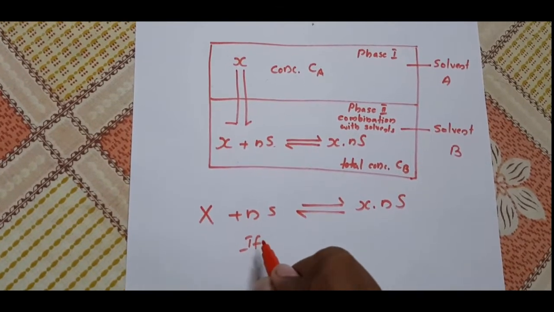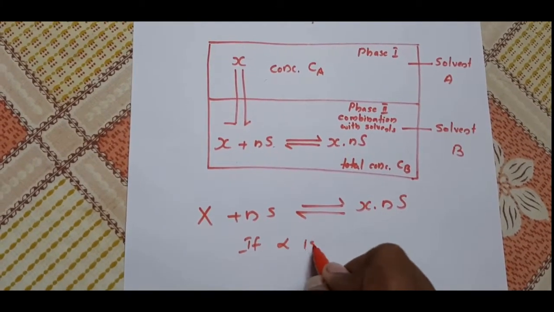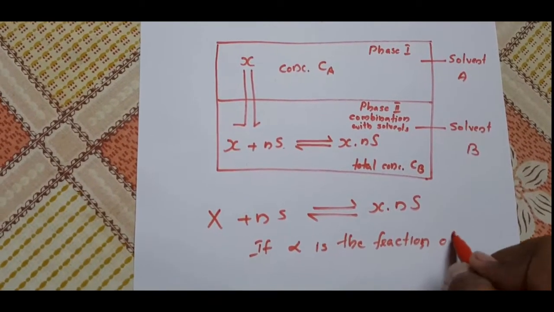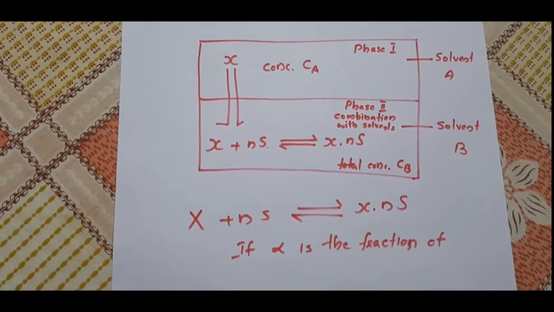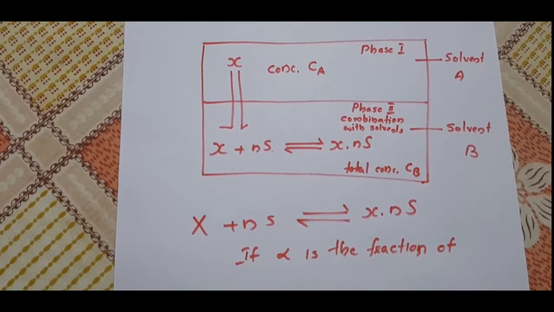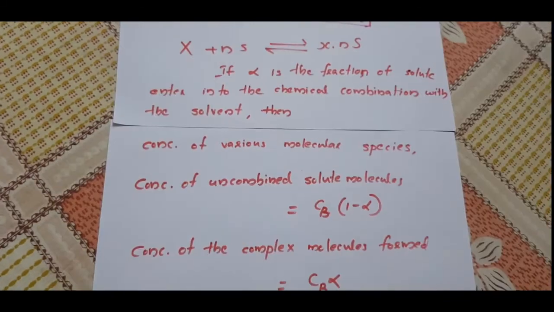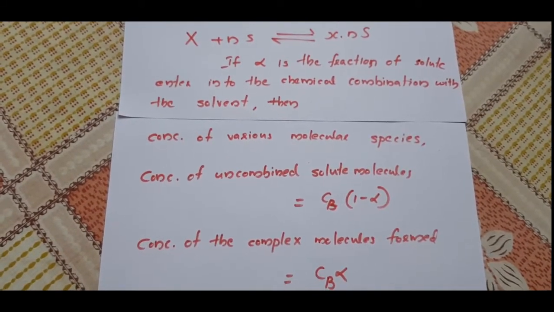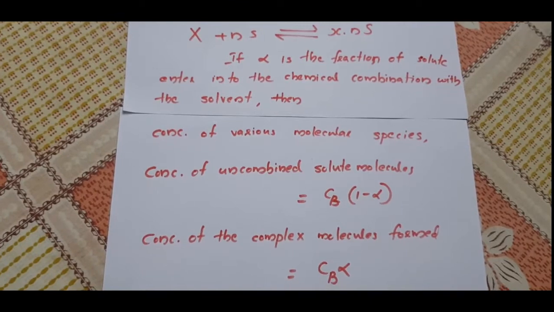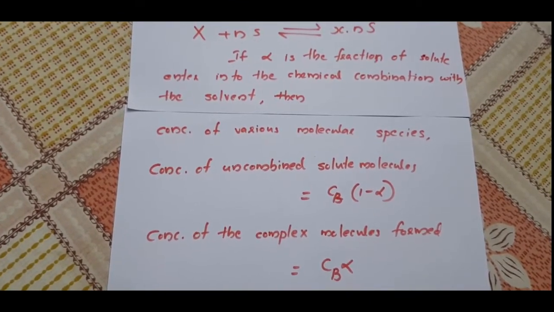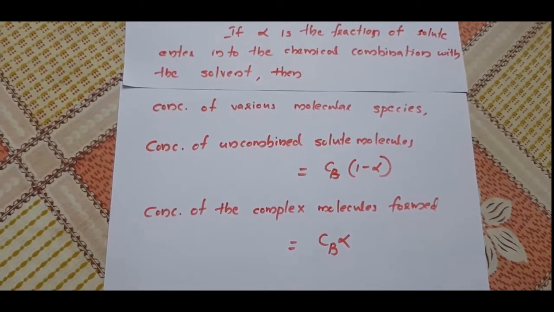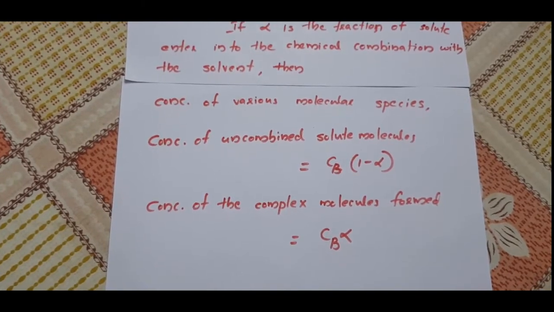If alpha is the fraction of solute that enters into chemical combination with the solvent, then the concentration of various molecular species becomes: in phase 2, that is in solvent B, the concentration of uncombined solute molecules is Cb into 1 minus alpha, and the concentration of complex formed is Cb into alpha.